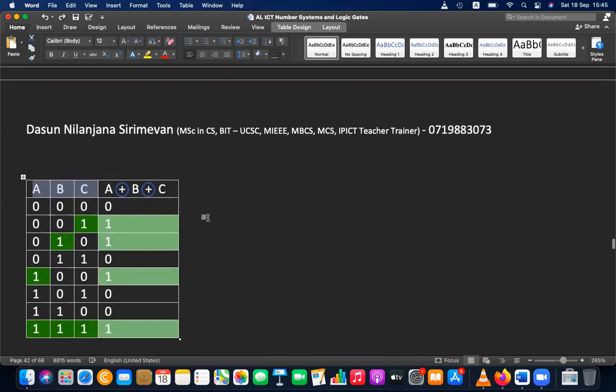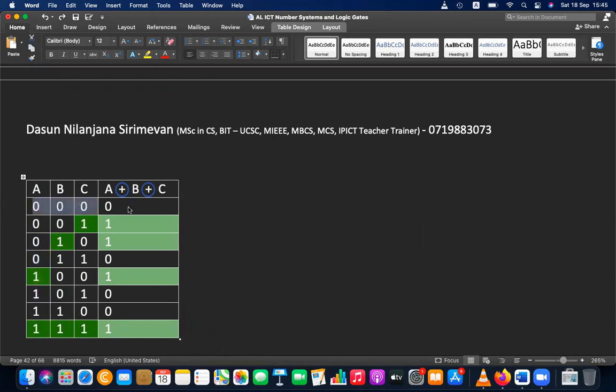Here, this is A, B, C. 3 inputs are there. So the 3 inputs means 2 to the power 3 combinations. 2 to the power 3 means 8. So you can write 0, 1, 0, 1, 0, 1, 0, 1. Then 0, 0, 1, 1, 0, 0, 1, 1. Then 4 zeros, 4 ones. And these are the combinations.